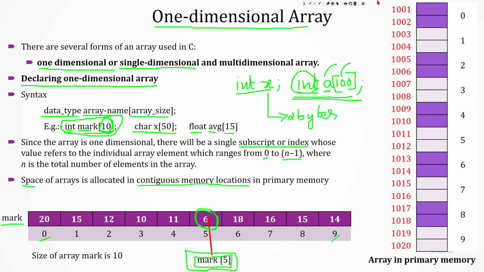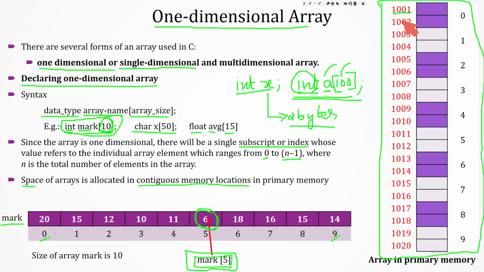So here I have a diagram. This is actually part of a memory. Just think of it like a part of a RAM. Here I have some address values. So an integer takes 2 bytes. So 1001 refers to the first byte, 1002 refers to the second byte.